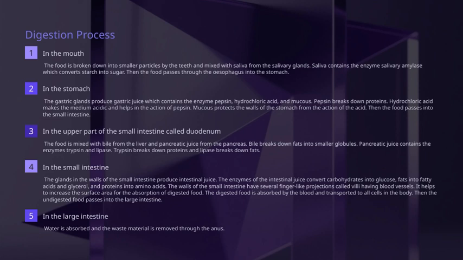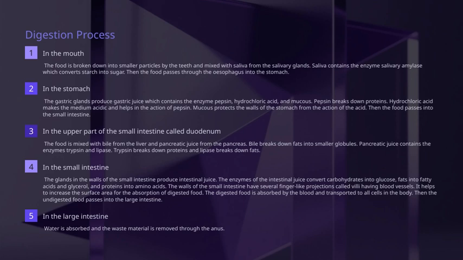Focusing on the upper part of the small intestine, called the duodenum, gastric glands here produce gastric juice. This juice contains pepsin, hydrochloric acid, and mucus. Pepsin starts breaking down proteins, while hydrochloric acid creates an acidic environment that activates pepsin and helps digestion. Mucus protects the stomach walls from the acid's corrosive effects. After this process, the food moves into the next part of the small intestine.